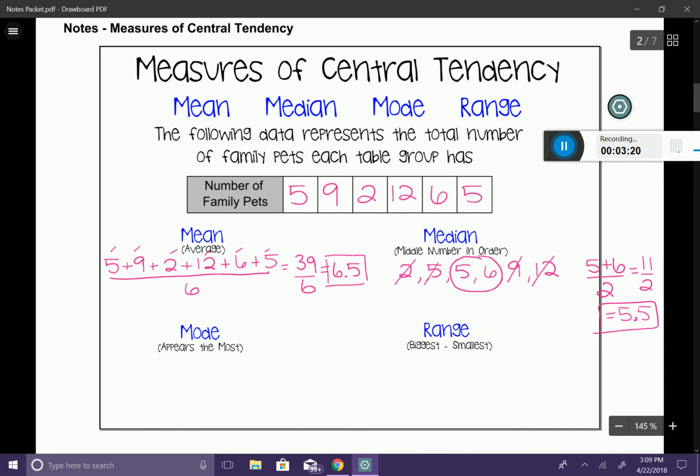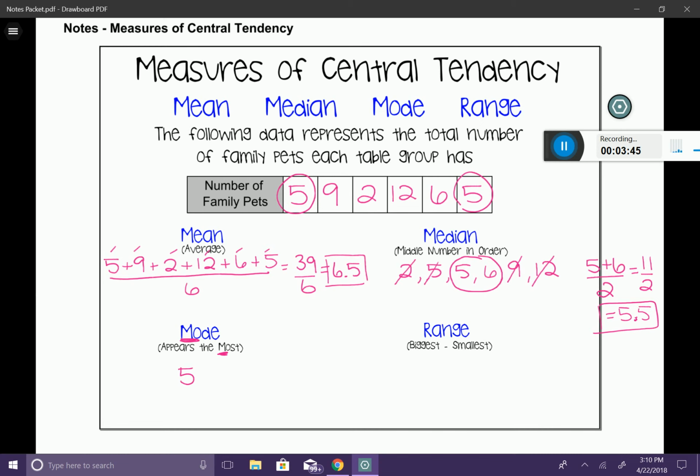Okay, the mode. The word mode has M-O at the beginning, and so does the word most, because the mode is the number that appears the most or that occurs the most. In our case, you can see that we have two groups that have 5 pets. So therefore, 5 is our mode. Sometimes you can have a situation where you have 2 modes.